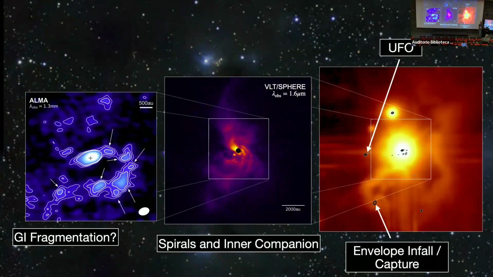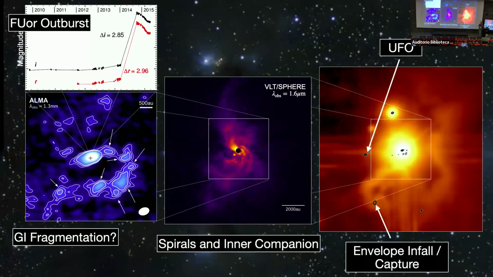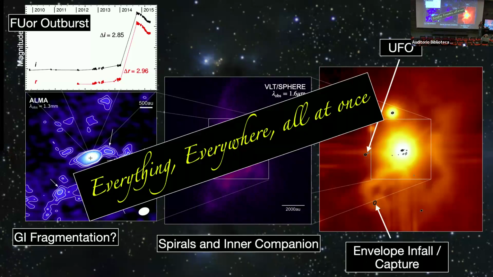We see a fragmenting spiral in the millimeter that gives us basically an idea of dust clumps in the system. And of course, the star, or the material around the star, is generating an accretion burst. Or to put it again in words to remember it, it's everything, everywhere, and at the same time. Thank you.